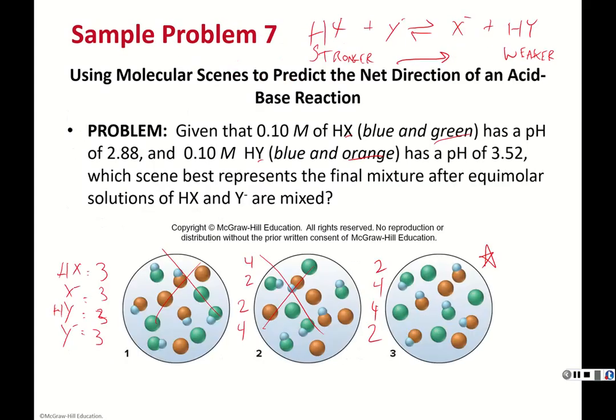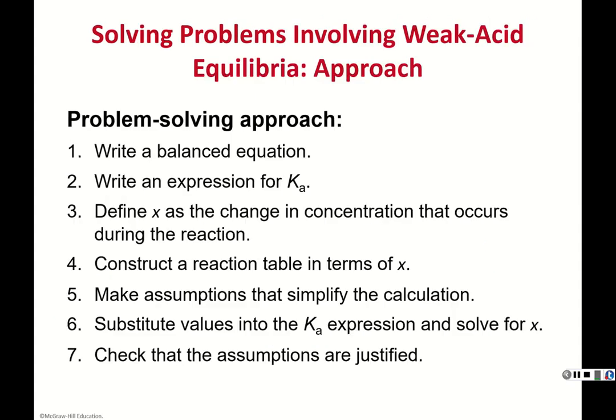And again, how do we know that? We haven't done any equilibrium calculation. We just know that HX is a stronger acid because it has a lower pH. And this reaction favors strong acid and strong base going to weak acid and weak base. It favors that direction. Okay.